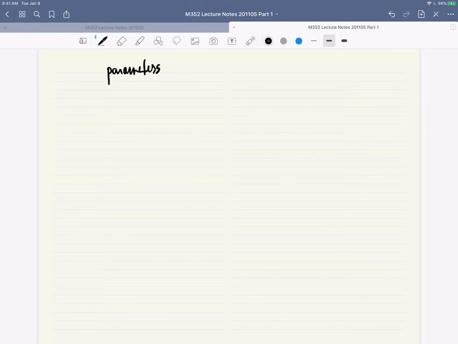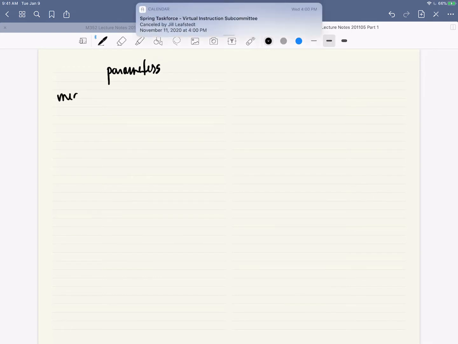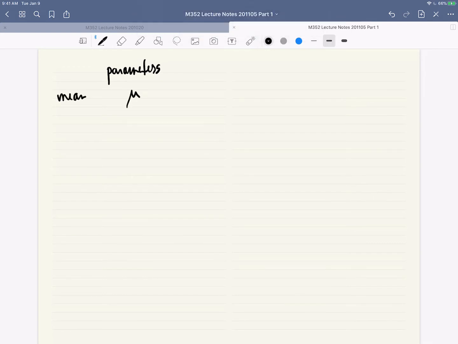Some parameters that we've talked about so far in the course are the mean, the variance, and the standard deviation. Estimators that we've presented are the sample mean, the sample variance, and the sample standard deviation. So we've already defined some estimators. We didn't call them estimators, but that's what we're going to start calling them now.